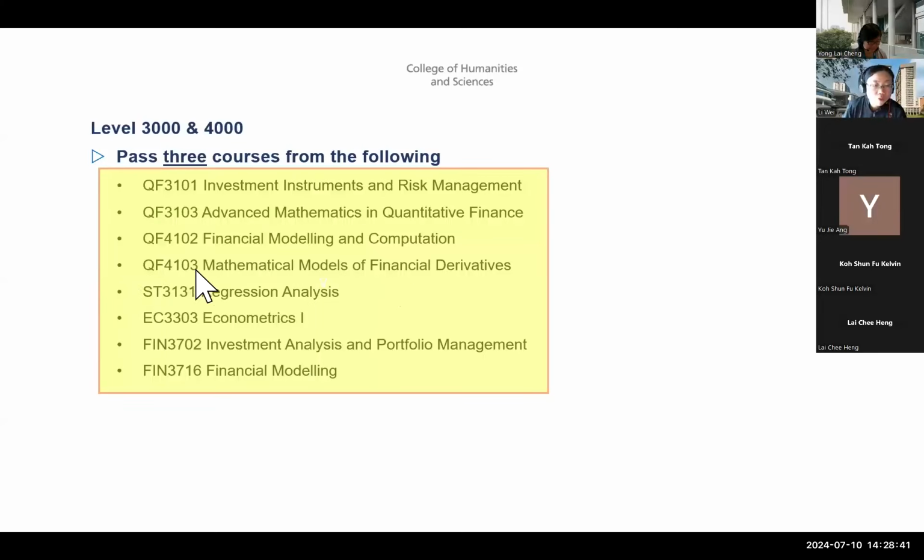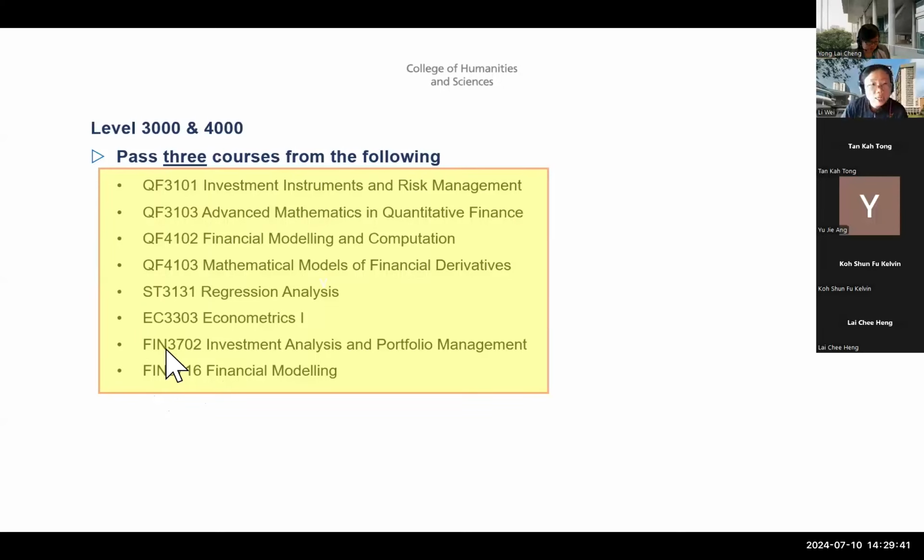And if you are from economics, then EC 3303 can be used to fulfill the 3000 and 4000 level requirements. And the FIN modules, FIN 3702 and 3716, are offered in the business school. So if you are from the business school and considering a QF second major, you can use these 2 courses to fulfill some part of the 3000 and 4000 level requirement. Okay, so this is for the QF second major. And now let me continue.